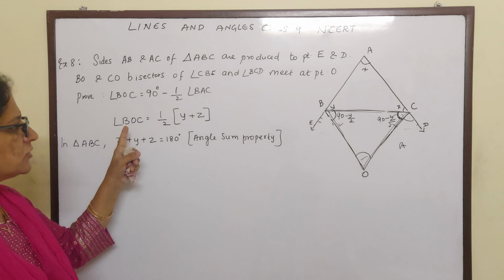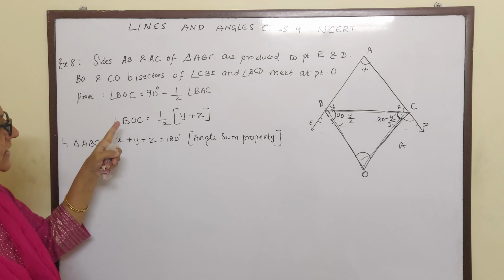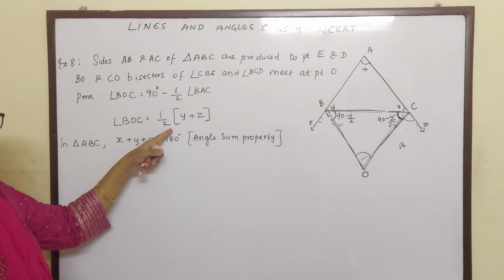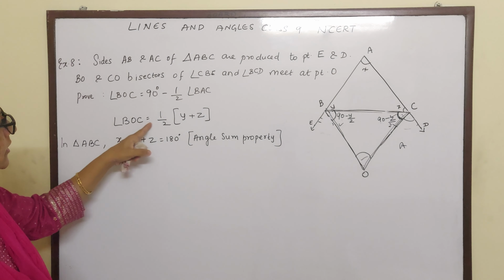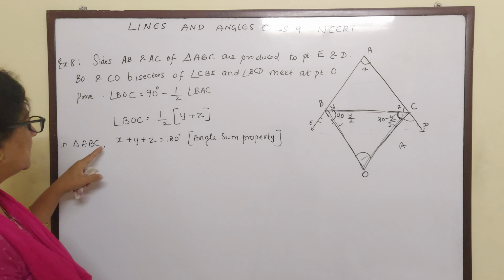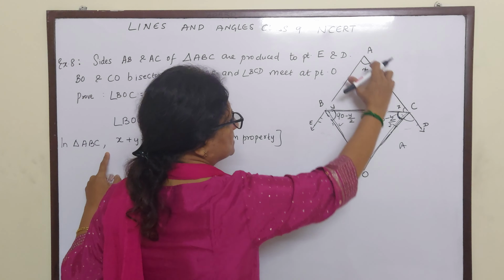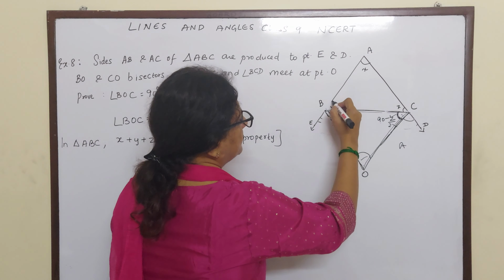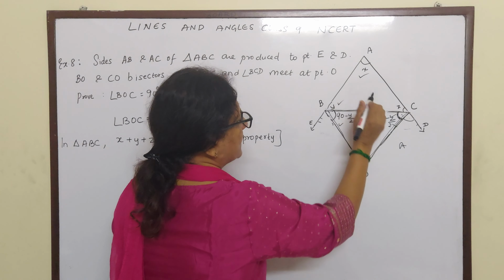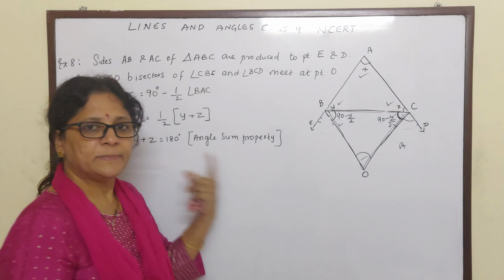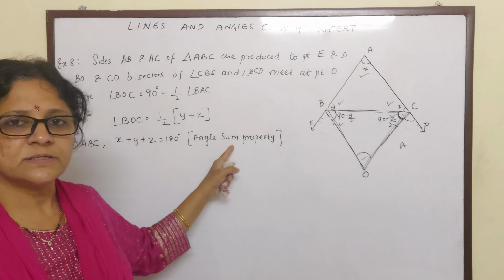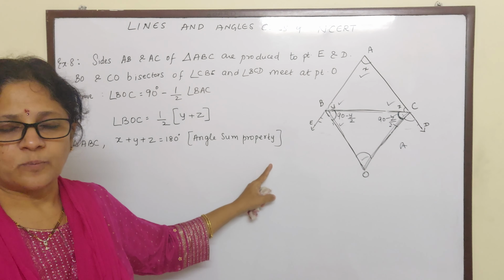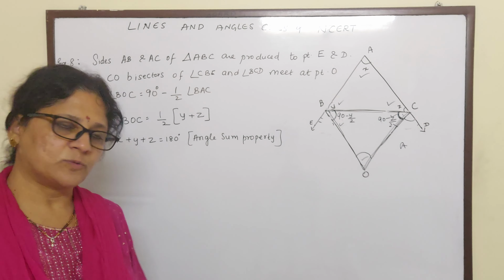Yes children, so this was the last sentence which we left. Angle BOC is equal to half of y plus z. Now we have finished till here. Now let us concentrate on this triangle ABC. We know this is also a triangle. That means angle x plus angle y plus angle z will be equal to 180 degrees, because that is the angle sum property. The sum of the angles of a triangle is 180.